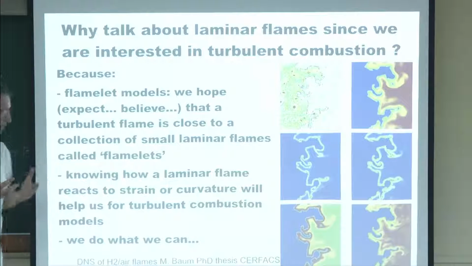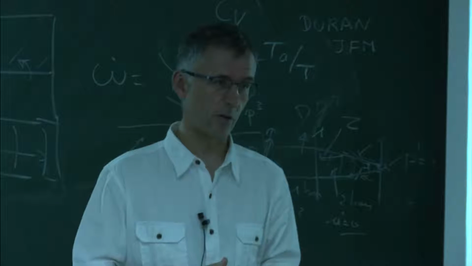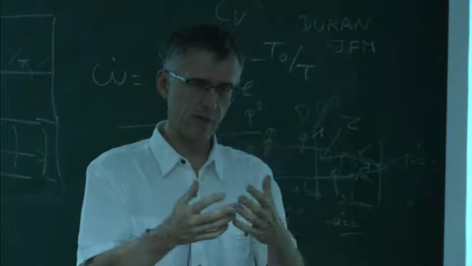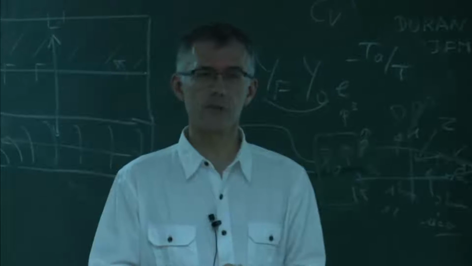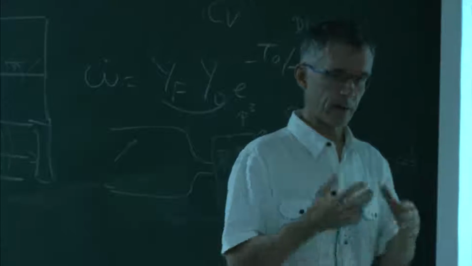You need to understand laminar flames. The last reason here is that we do what we can. In some ways, the most reasonable thing is to start this way. Now, this approach of looking at laminar flames first might be misleading, because there are cases where we see turbulent flames which are really different from laminar flames. If the chemical time scales of the flames are too large and the turbulence is able to interact directly with the flame front, then it's gone. Okay? Then you have to be much more careful. Fortunately, in many cases, we can do useful things by flamelet theory.